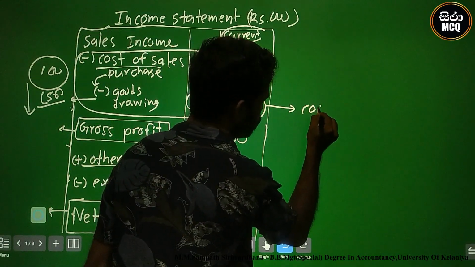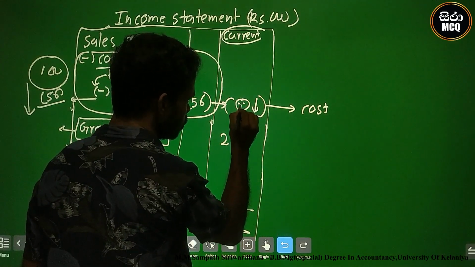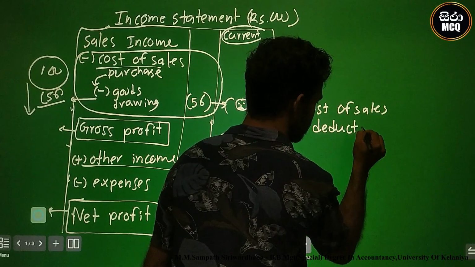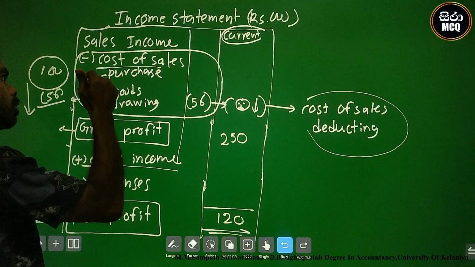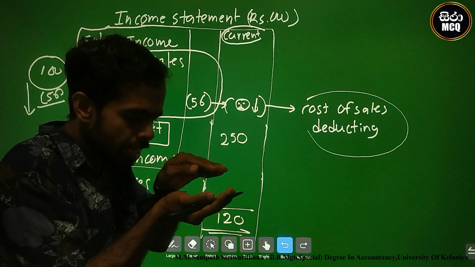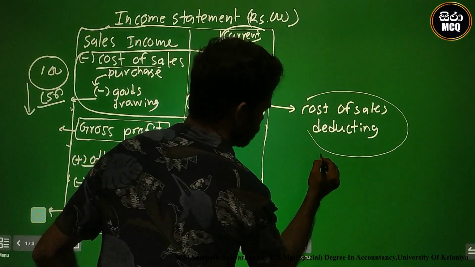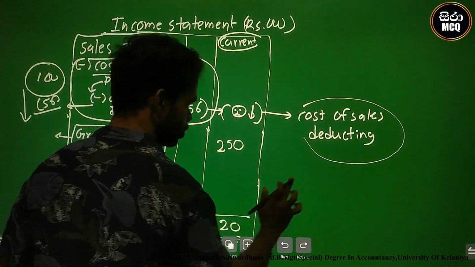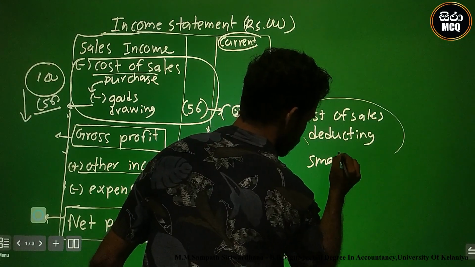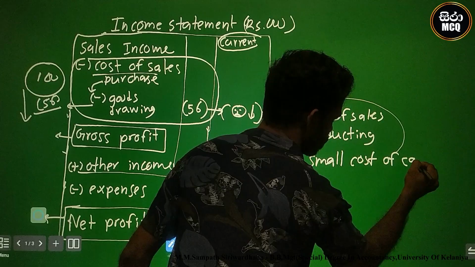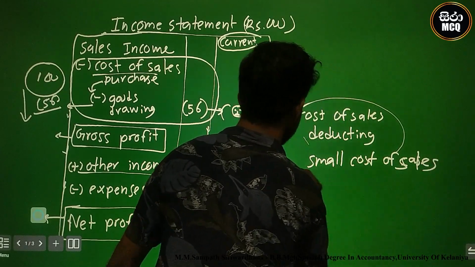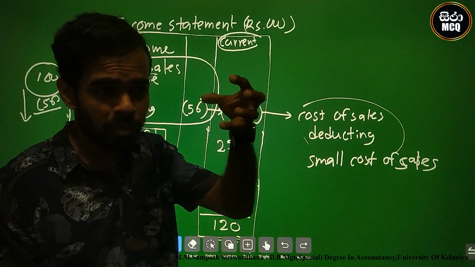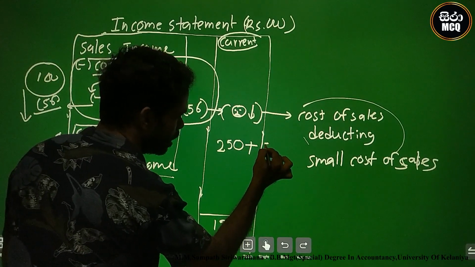Cost of sales, this circle, cost of sales are deducting. Why? There is a deduction to cost of sales. At this time, cost of sales are deducting. There is a small cost of sales. There is a small circle in the cost of sales. At this time, the cost is deducting. The gross profit must be increased.